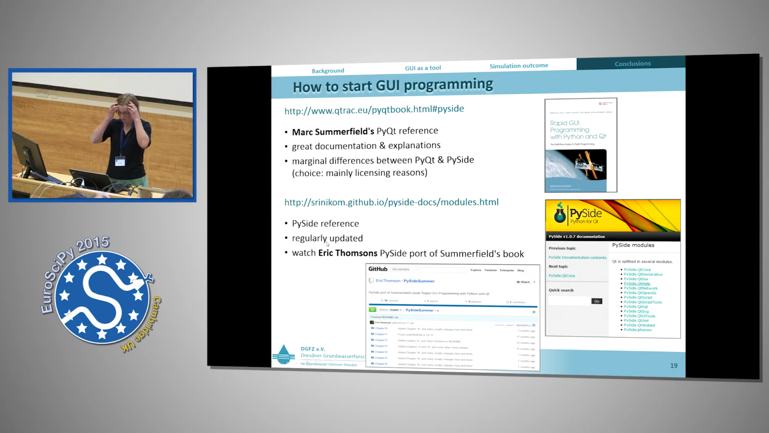If anybody of you wants to start with graphical user interface programming, I would strongly recommend Mark Summerfield's book, Rapid GUI Programming with Python and Qt. And you can just switch over to PySide very easily because there are just a few differences between these two libraries. And you can also watch Eric Thompson's PySide port of Summerfield's book on GitHub.